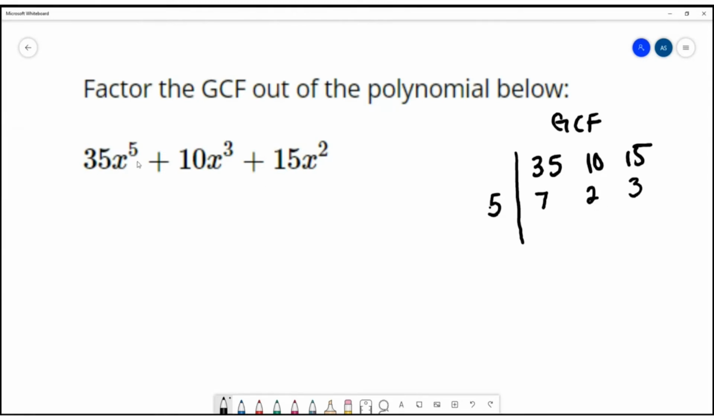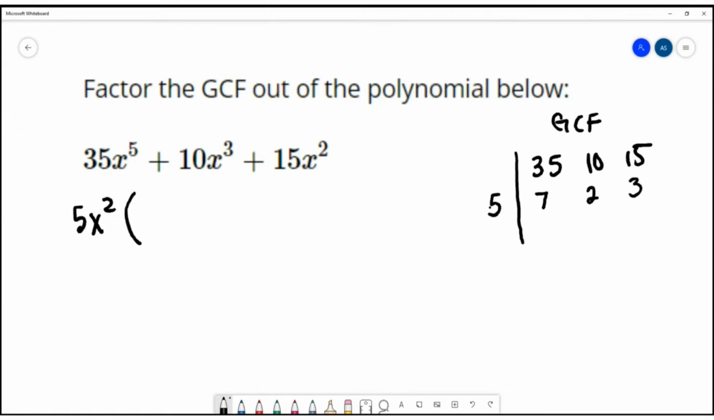So 5 is the greatest common factor of the number portion. For the variable portion, I have x to the 5th, x to the 3rd, and x squared. The greatest common factor will be the lowest of those powers. It seems a little bit confusing using the word greatest common factor and yet choosing the lowest exponent. But we have to choose the lowest exponent because that's what's in common among all of the terms. So we have a greatest common factor of 5x squared.